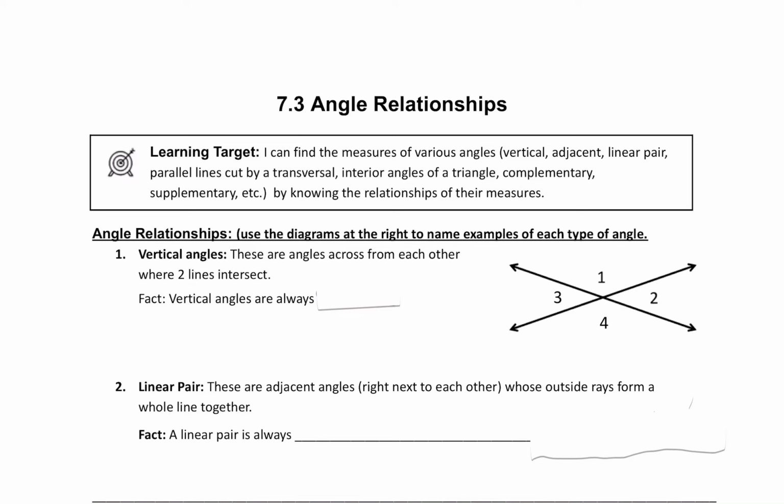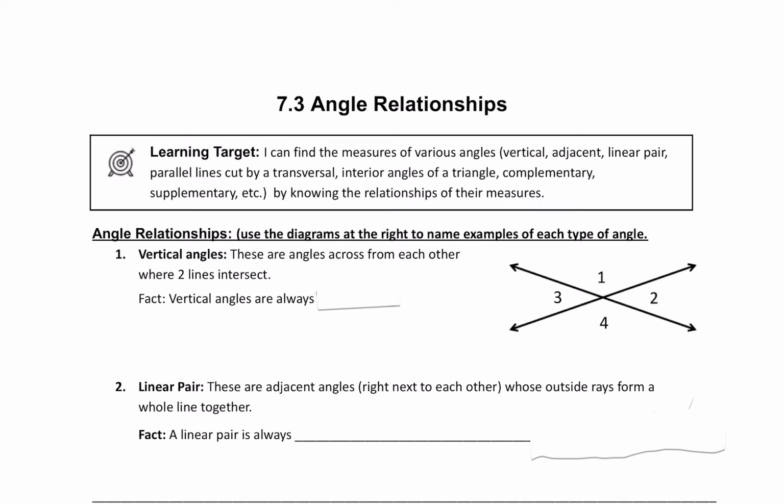Okay, today we're going to go over 7.3 angle relationships. For the learning target, I can find the measures of various angles, vertical, adjacent, linear pair, parallel lines cut by a transversal, interior angles of a triangle, complementary, supplementary, etc., by knowing the relationship of their measures.